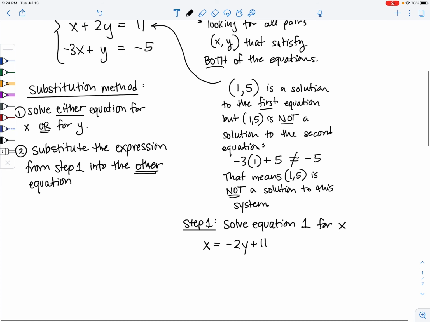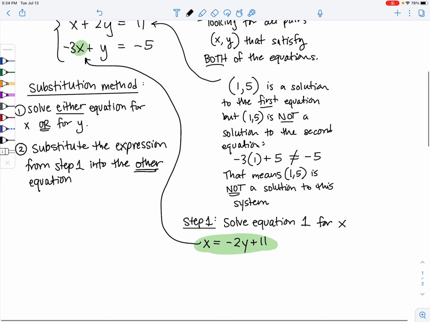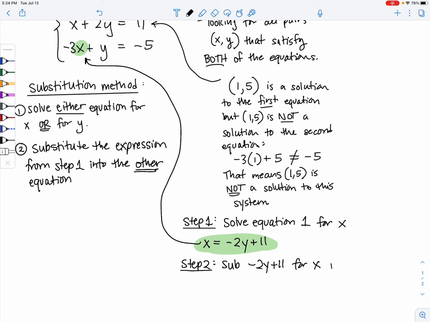So since I solved for x in step one, I'm going to take this expression, the negative 2y plus 11, and I'm going to put that in for the x in equation two. I don't want to put it back into equation one because I already used equation one. So it's really important that it's the other equation. So my step two here, I'm subbing negative 2y plus 11 for the x in equation two.